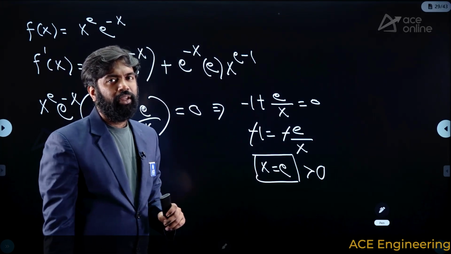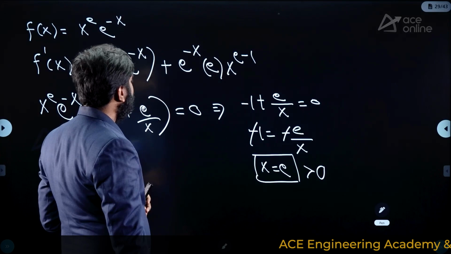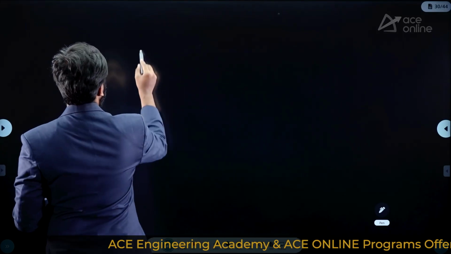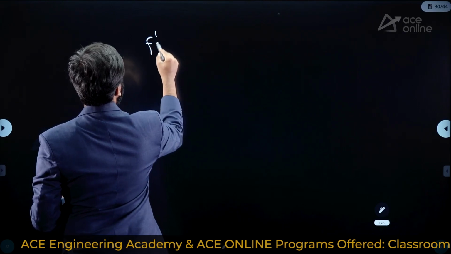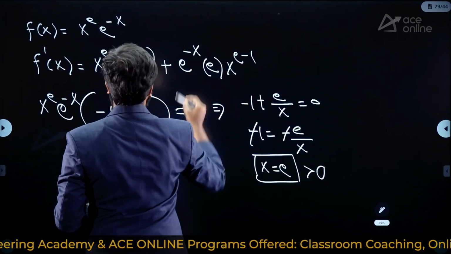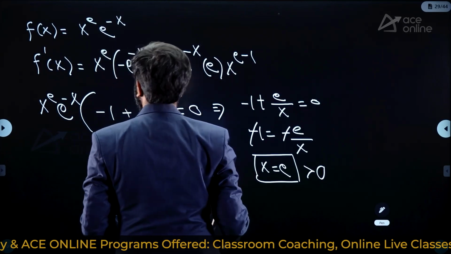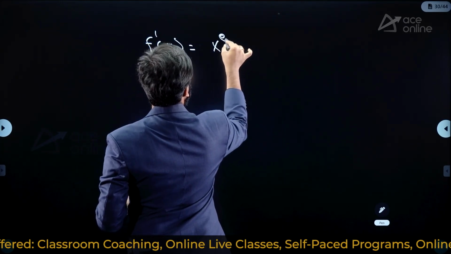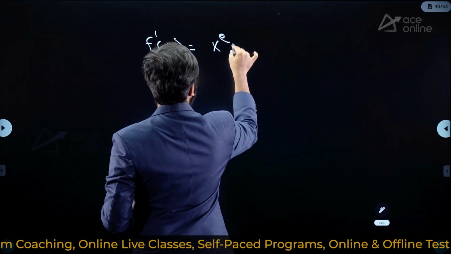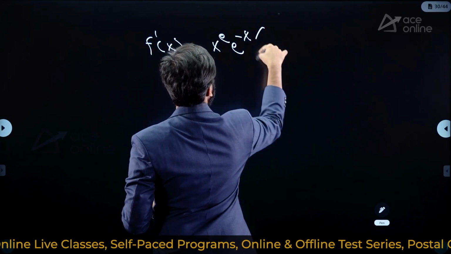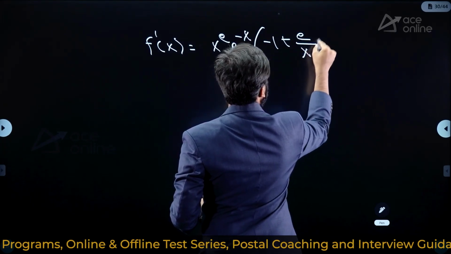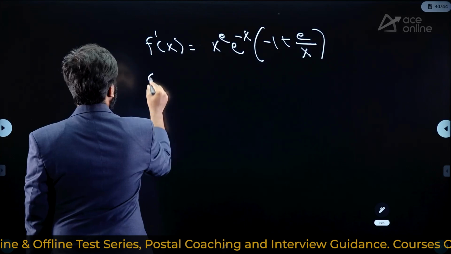How do you know that? You can confirm that by finding the second derivative. So let us find the second derivative, students. Before that, what is the first derivative? Let's write it here. The first derivative was x power e times e power minus x into minus 1 plus e by x. This was the first derivative. Let's find the second derivative.